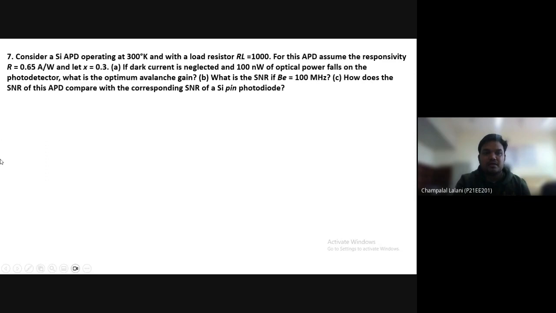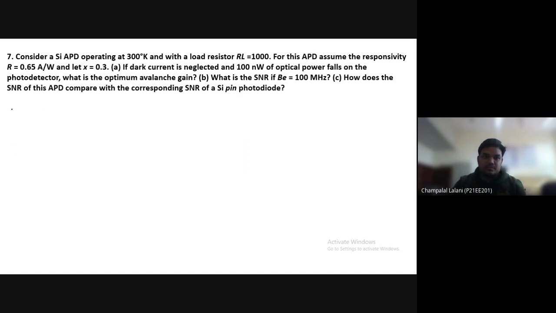Consider a silicon APD operating at a temperature of 300 Kelvin and with a load resistor of 100 ohm. For this APD, assume that the responsivity is 0.65 and let x equal 0.3. The value of x depends upon the material. If it is silicon, it is 0.3. If it is germanium, it is 1. If the dark current is neglected and 100 nanowatt of optical power falls on the photodetector, what is the optimum avalanche gain? Second, what is the SNR if the bandwidth is 100 megahertz? Third, how does the SNR of this APD compare with the corresponding SNR of a silicon pin photodiode?